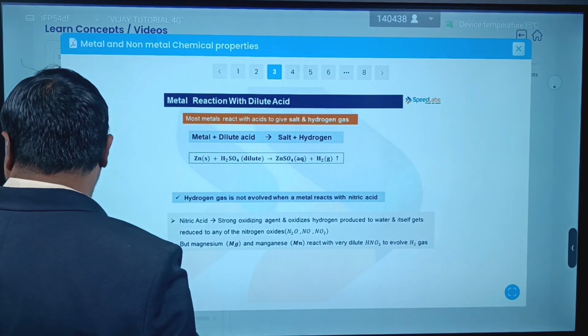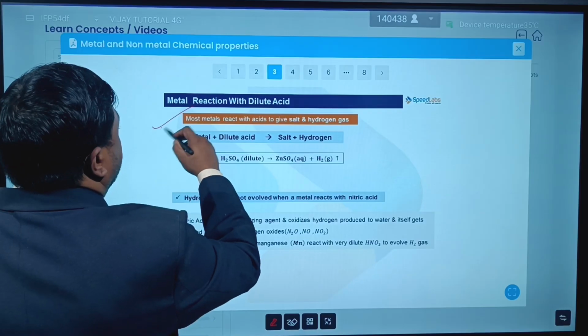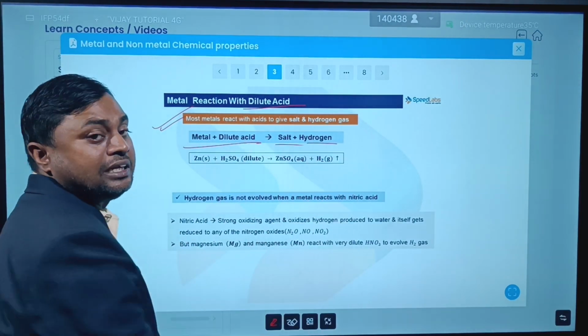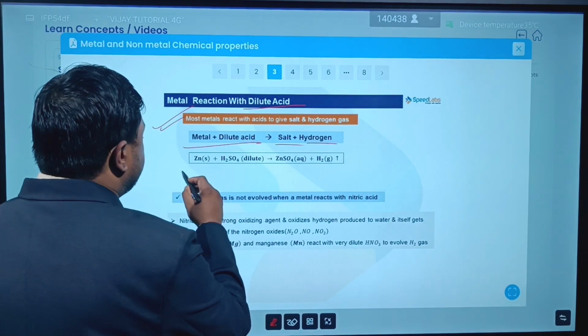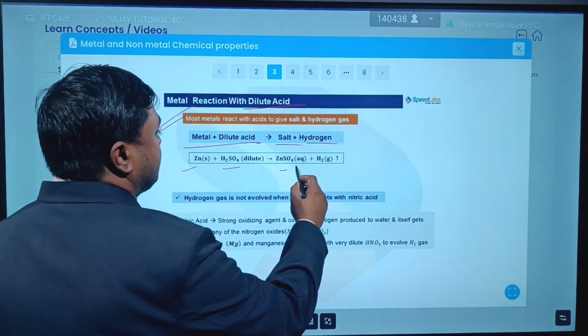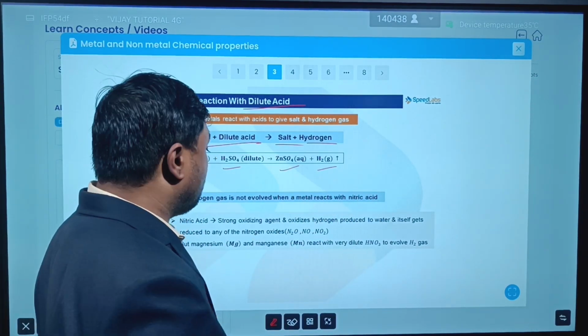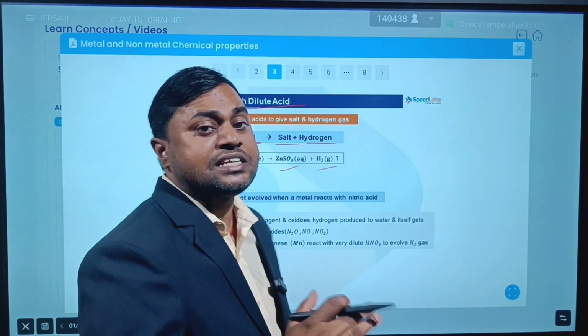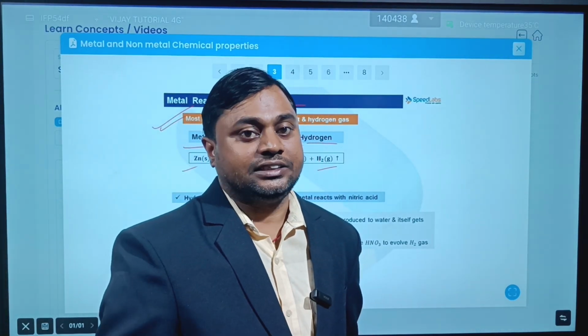Next, what will happen when metal reacts with a dilute acid? Generally, metal reacts with dilute acid to give you salt plus hydrogen. For example, zinc plus sulfuric acid gives you what? Zinc sulfate plus hydrogen. Again, those metals which are above hydrogen in the reactivity series can displace hydrogen from the acid, yes or no?